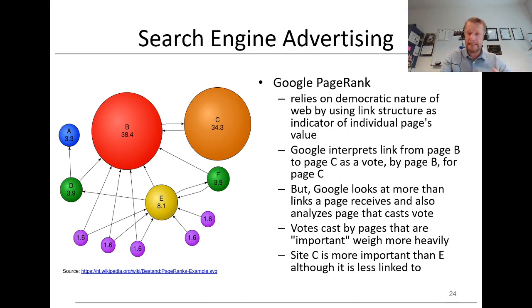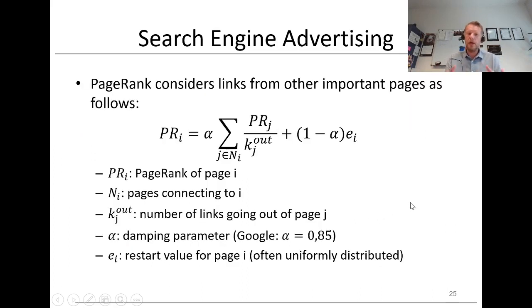So page C, according to Google PageRank, is considered more important than page E, despite page E having about 1, 2, 3, 4, 5, 6 incoming links. Page E has 6 incoming links from less important pages, whereas page C gets only one, but it's from a very important page, page B. That's why page C is that important according to Google PageRank, and that's the whole idea of this algorithm. You can see this formalized here. PageRank considers links from other important pages, and an important page is a page with a high PageRank.